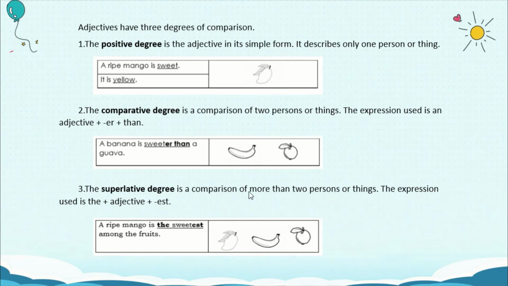The third one is the superlative degree. Superlative degree is the comparison of more than two persons or things. The expression used is the adjective plus est. We have an example. A ripe mango is the sweetest mango among the fruits. The adjective in the superlative degree is sweetest because we are having a comparison of more than two persons or things.